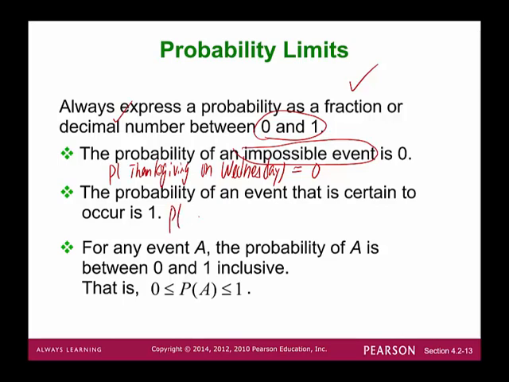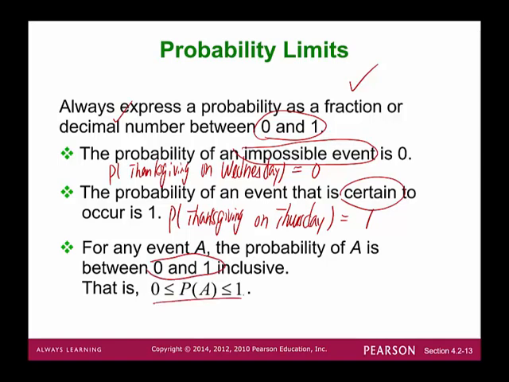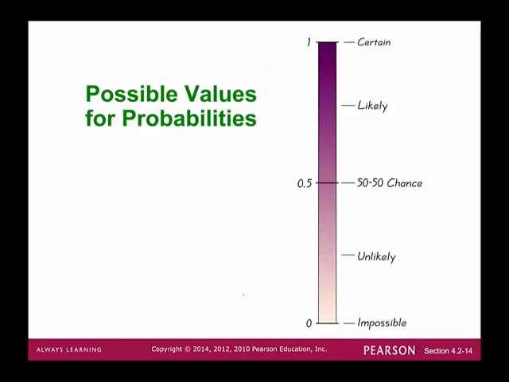So the probability of Thanksgiving occurring on Thursday: Thanksgiving always occurs on Thursday, so the probability is going to be 1. We call this a certain event. Impossible event and certain event. For any other event A, the probability of A is always between 0 and 1. So probability of A is greater than or equal to 0, less than or equal to 1. These are the possible values for probabilities.